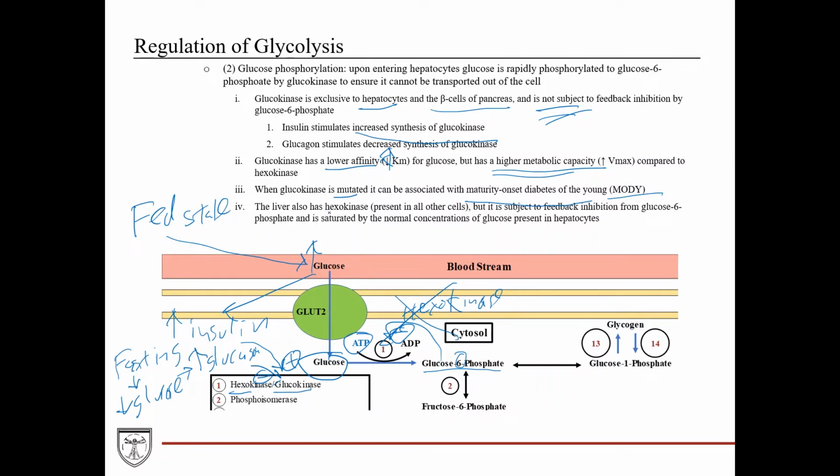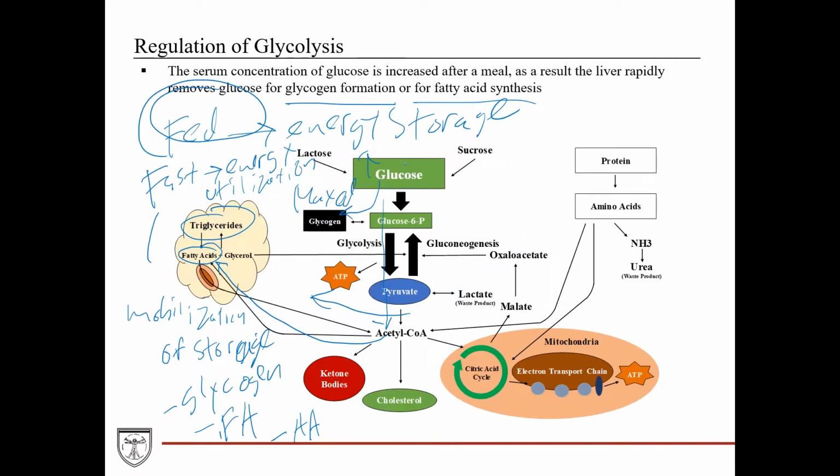The liver also has hexokinase, as I mentioned, which is present in all other cells. But even in the liver, hexokinase is subject to that feedback inhibition from glucose 6-phosphate. It's also saturated by normal concentrations of glucose present in hepatocytes. So hexokinase gets saturated by these high levels of glucose during the fed state, but like I was saying, glucokinase does not get saturated by those. And so that's why glucokinase has a higher metabolic capacity. Another thing I'll point out here is that when you have an overabundance of glucose, this also explains why overabundance of carbohydrates leads to increased fatty acids, increased adipose tissue, and then eventually weight gain.